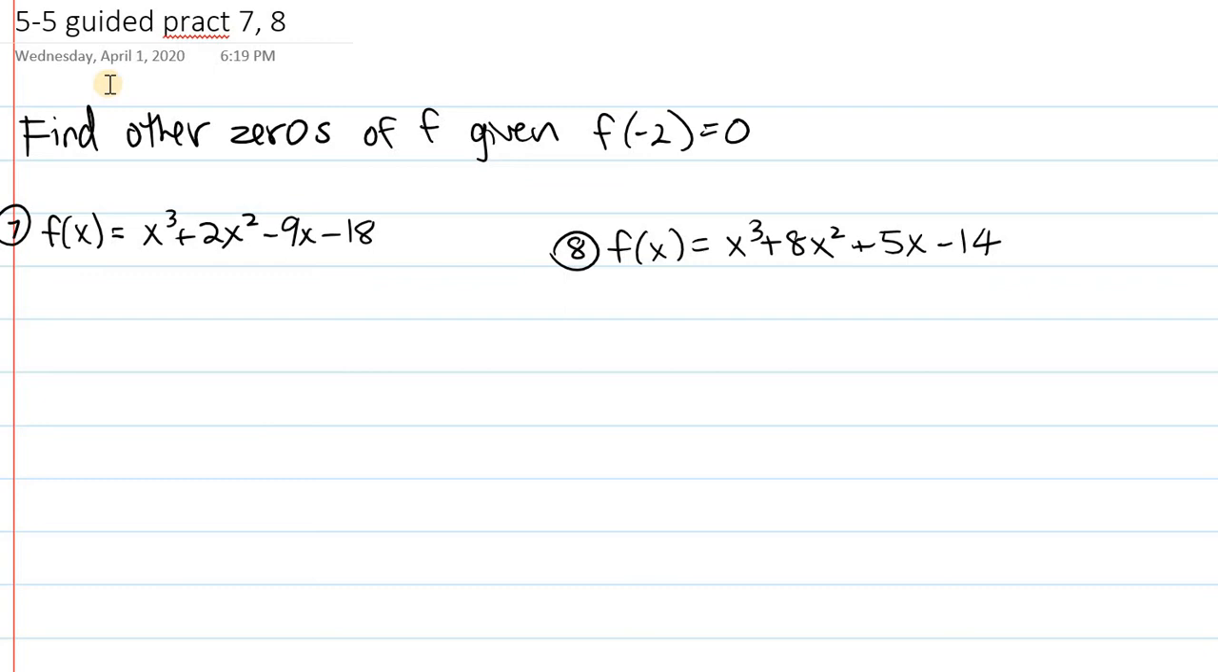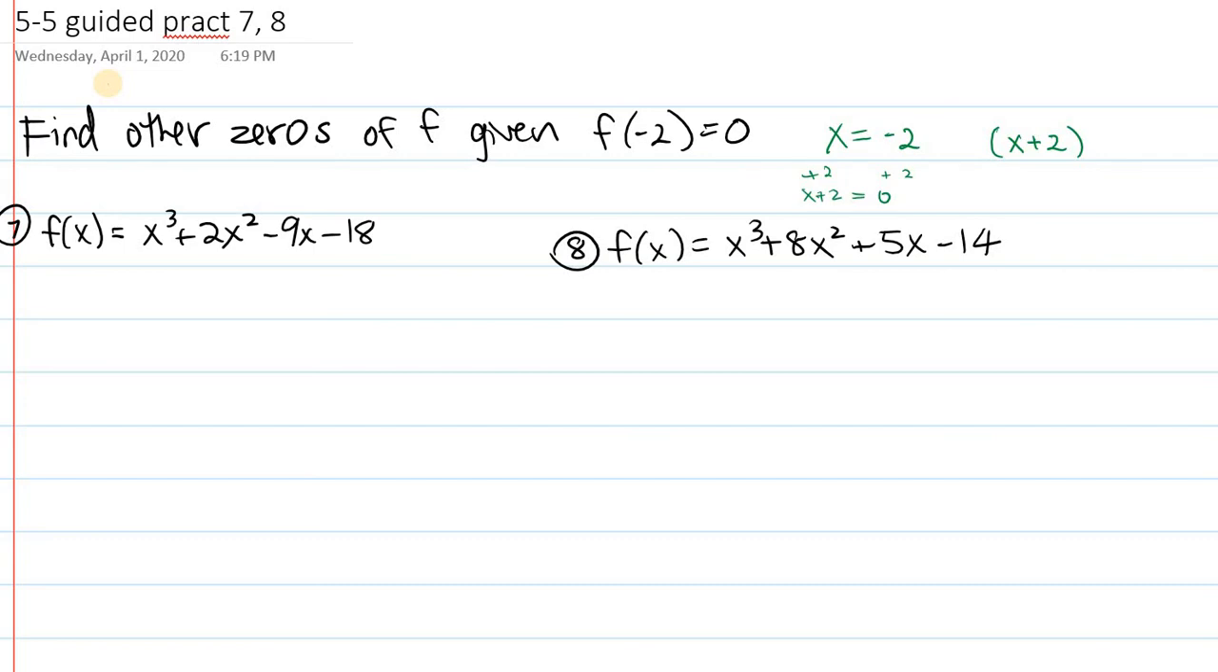Okay, here is another set of examples. I want you to find the zeros of f, given that f of -2 equals 0. What that means is that if we plugged in -2 for x, we would get 0. So we know that one of the solutions is x equals -2. That means that we know that one of the factors is x plus 2, because if we add 2 to the other side, we would get x plus 2 equals 0. Therefore, that must be one of the factors.